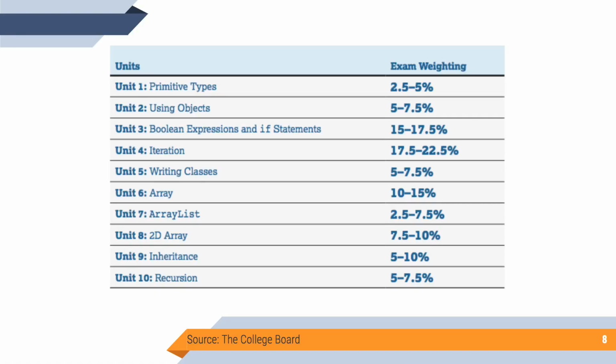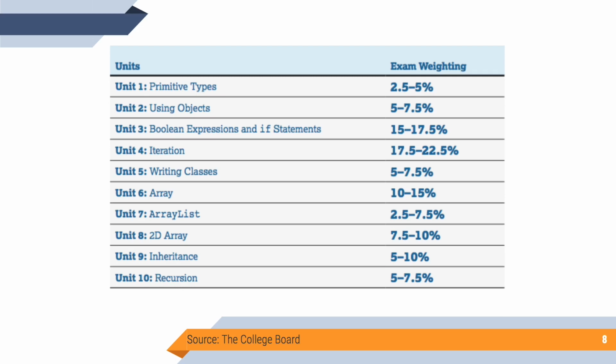All right, so according to the College Board, this is not exactly how I set it up, but the College Board sets up the course like this: Unit 1 being primitive types, that encompasses around 2.5 to 5%. Unit 2 is using objects, that's 5 to 7.5%. Unit 3 is Boolean expressions and if statements, 15 to 17.5%. Unit 4 is iteration, 17.5 to 22.5%. Unit 5, writing classes, 5 to 7.5%.